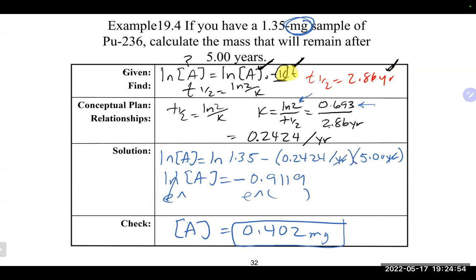We also could see if it sort of makes sense. This is obviously decay, right? Which means we should end up with less than what we started with. So obviously we did here. We started with 1.35 milligrams and ended with 0.4. So obviously that is less. Any questions on that? All right, so just under 2 half-lives should take us down half twice.